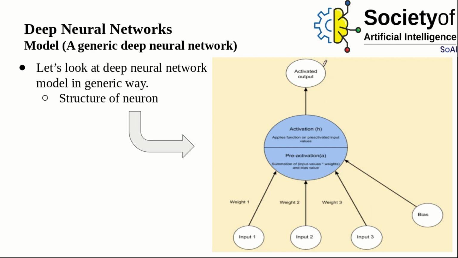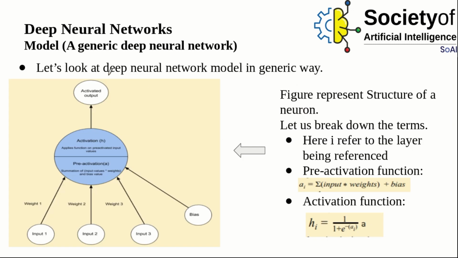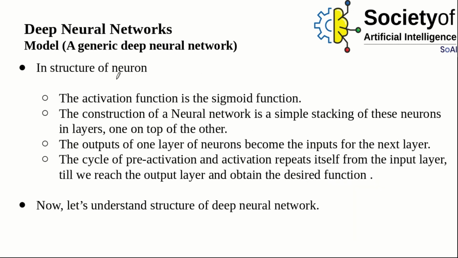So this is the structure of a neuron. You can see the activation function, pre-activation function, weights corresponding to the inputs, and our activated output. So let's look at a deep neural network here. Here i refers to the layer being referenced. The pre-activation function is the summation of input times weights plus bias, and the activation function is defined as 1 upon 1 plus e to the power minus ai. The activation function is the sigmoid function.